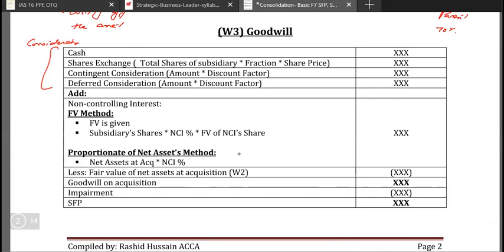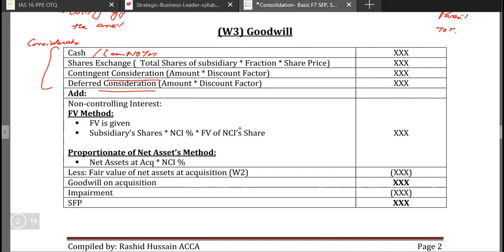It may have cash, loan notes, share exchange, contingent consideration, deferred consideration. So these all are the consideration. Then you need to add the non-controlling interest. Now you will be asking again why we are adding the non-controlling interest. Say for example, actually we are consolidating the whole subsidiary. So the goodwill will be of the group.